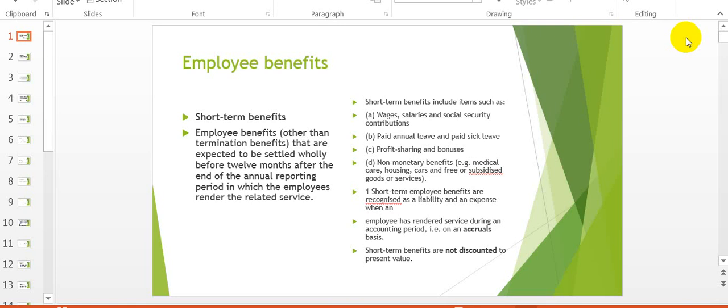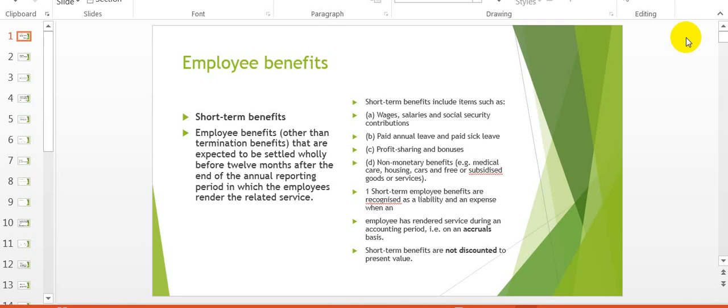Examples of short-term employee benefits include salaries, wages, paid annual leave, paid sick leave, profit sharing, and bonuses. Also included are non-monetary benefits such as medical care for those whose companies pay for their medical care, housing for those whose companies provide housing and cars, as well as free or subsidized goods or services.